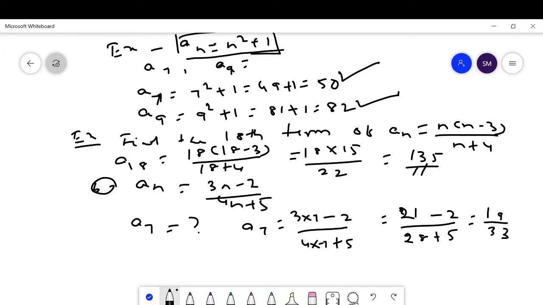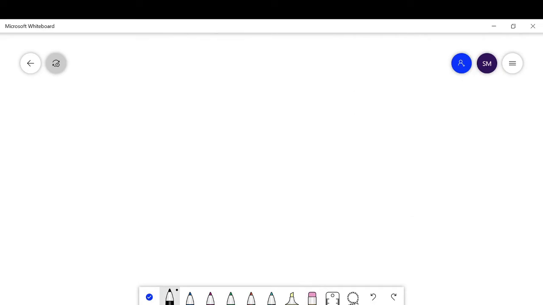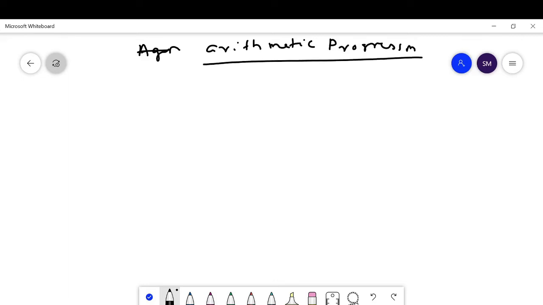These are sequences. What is an arithmetic progression? An arithmetic progression is also a type of sequence in which the numbers are arranged in a certain order, such that there is a common difference between the terms.